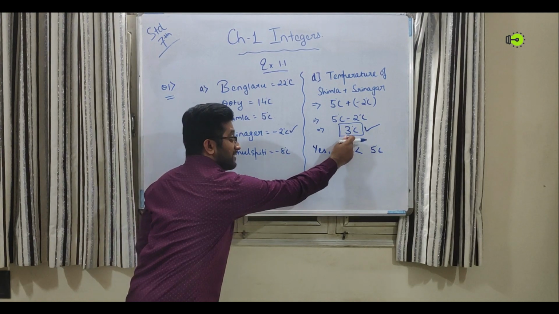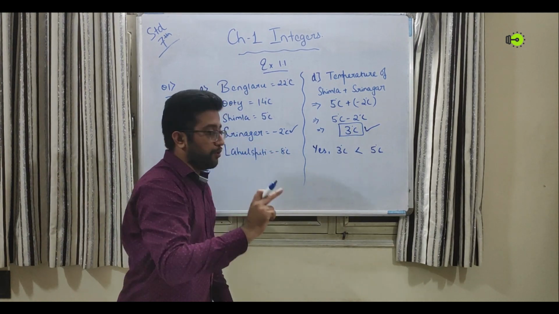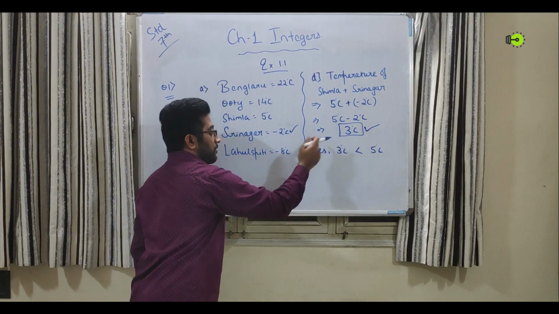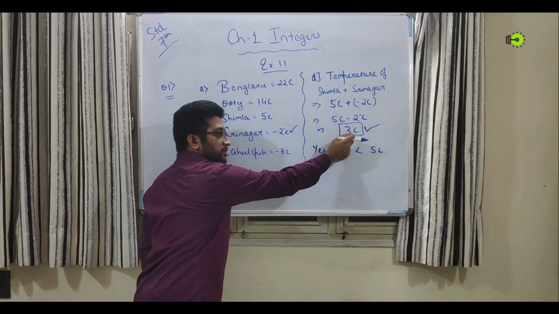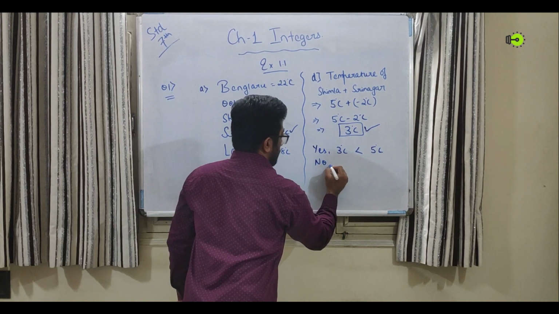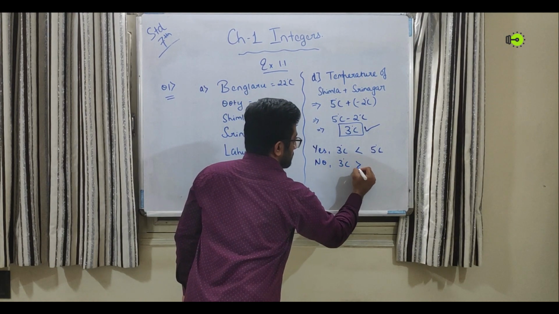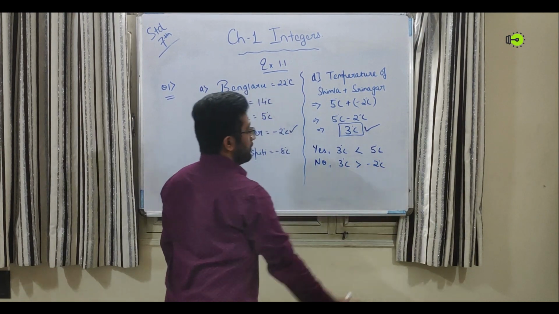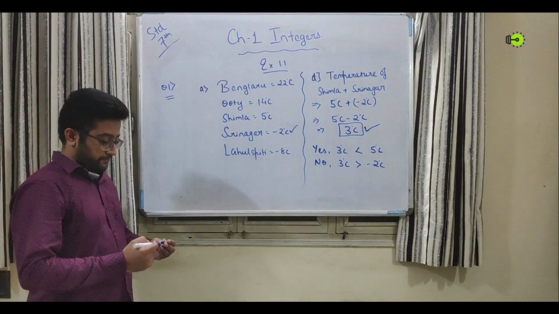So is 3 degrees Celsius less than minus 2? No. We know that this is a positive number, this is a negative number. So this positive one is bigger than the negative one. So the answer will be no, as 3 degrees Celsius is greater than minus 2 degrees Celsius. Please note it down.